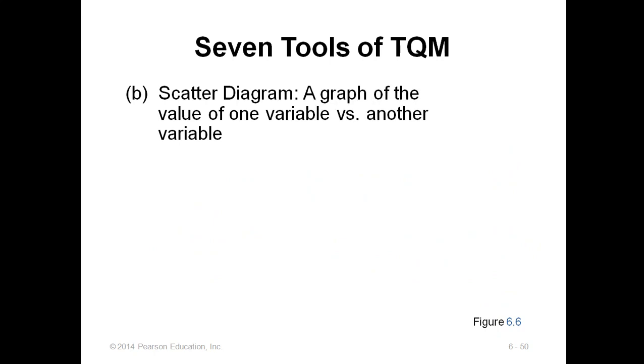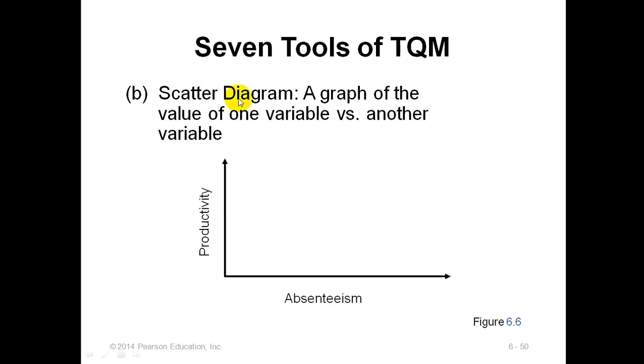The second tool that we have is the scatter diagram. You have already known it. It's the simplest graphical representation, and if we want to check the relationship of two variables, we draw this scatter diagram. Here I wanted to check the relationship of two variables: what is the impact of absenteeism on productivity?